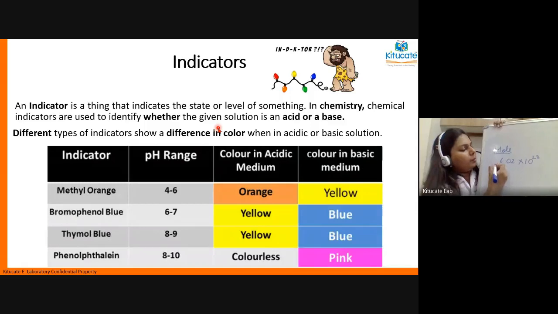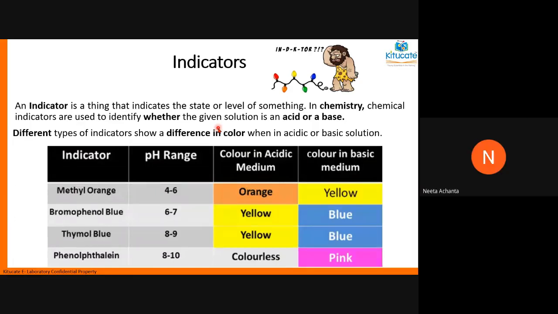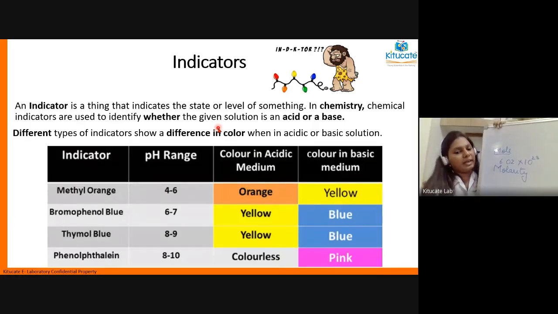Okay. And molarity, which I said, is a unit to measure moles. Like light years has its own unit, right? Light years itself, we say it's a unit. Light years is a unit, right? Yes, ma'am. It's a unit. Same way, the moles have a unit which is called molarity.